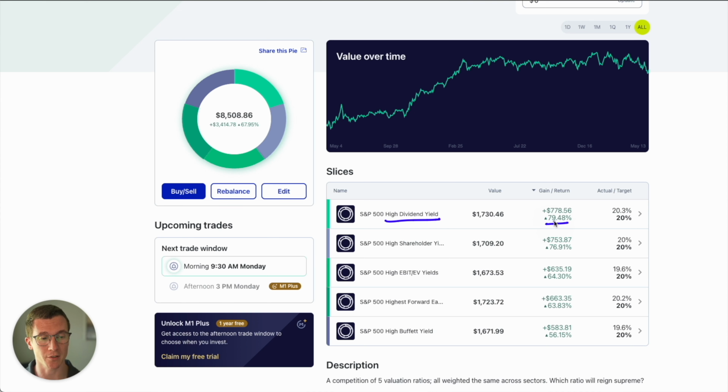The portfolio returned 79.5%. In second place was the high shareholder yield. So remember, this is dividends plus buybacks. That returned 77% over that time period. The high EBIT to enterprise value yield generated 64.3%. The forward earnings yield, or upside down PE, returned about 64%. And then the Buffett yield, which remember was free cash flow divided by enterprise value, that portfolio actually did the worst, up 56.1%.